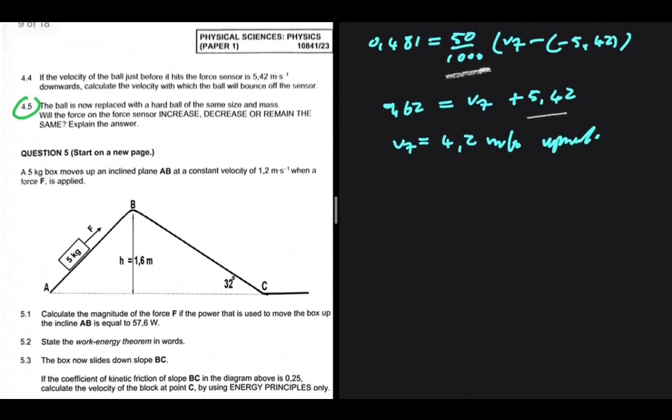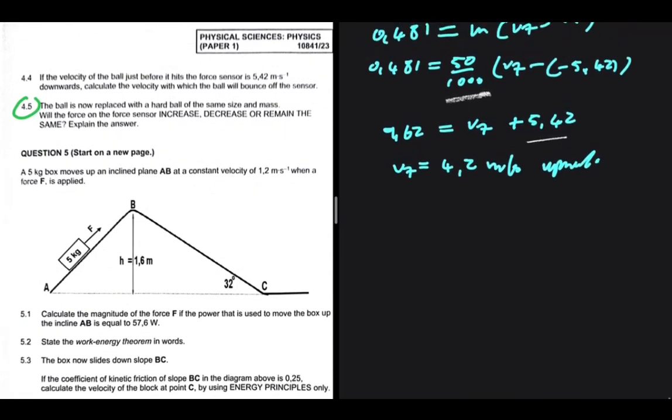That is our final velocity. Now 4.5, the only question that was a bit tricky. Everything else is just the basic stuff. So let's go ahead and take a look at 4.5. The ball is now replaced with a harder ball of the same size and mass. Will the force on the force sensor increase, decrease, or remain the same? The force is going to increase. Let me show you why.